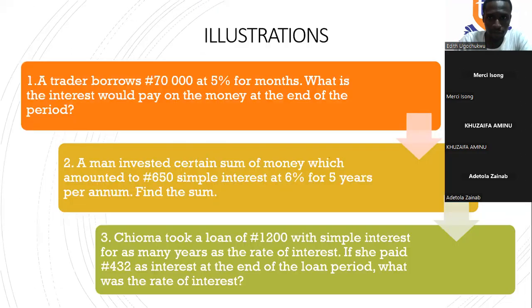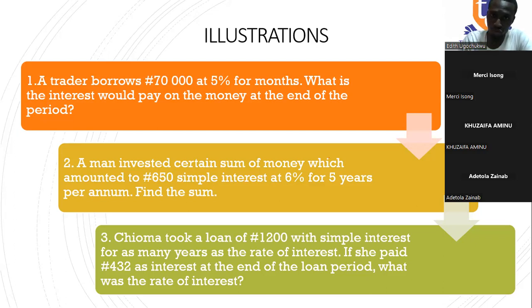What I'm going to do now is solve these questions, or two of these three, together. While we are solving, you give me your answer. Now look at the first one. Please let's pay attention. A trader borrows 70,000 naira at 5%.